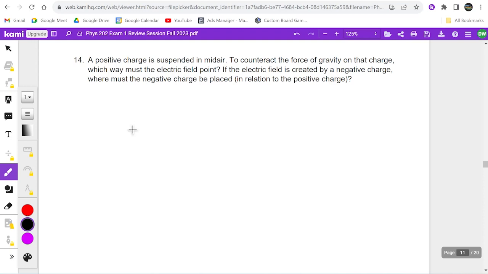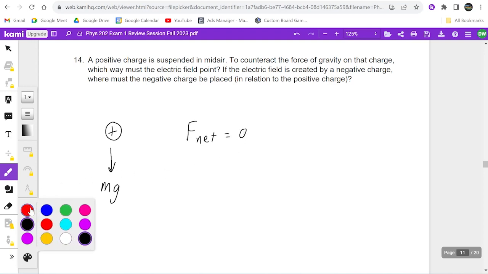So here's what I'm going to do. First, I have my positive charge. It's hanging out here. It's got a weight of mg, and I don't have any numbers here, so I'm not asking you to solve this question with numbers. I just want to know which way the electric field would point to make this thing suspended in midair. In other words, if it's suspended in midair, the net force is 0. In other words, I think you know this, but there must be an electric force pointing up.